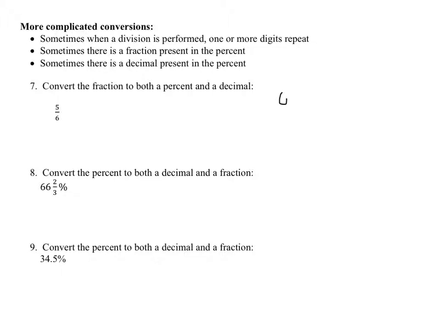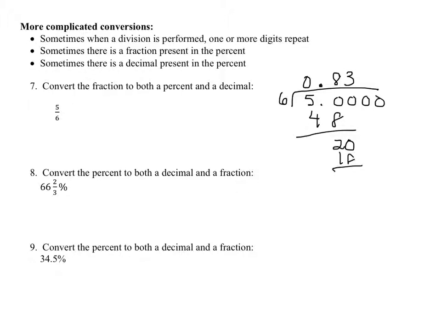What we're going to do is we're going to take 6 and divide it into 5.0000. I don't know how many zeros I want. 6 doesn't go into 5. 6 goes into 50 8 times. That's 48. Subtract, I get 2. Bring down the 0. 6 goes into 20 3 times. That's 18. 6 goes into 20 3 times. And then it's going to keep repeating. So as a decimal, it's going to equal 0.83. And we just want the 3 to repeat, so we put a little bar over the 3 indicating the 3 is going on forever and ever.